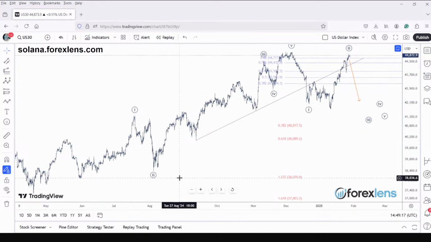All right. For now, it is okay. We've got wave 1, wave 2, a 5-wave rally. That's wave 1, 2, 3, 4, 5. That is wave 3 and 4, 5.